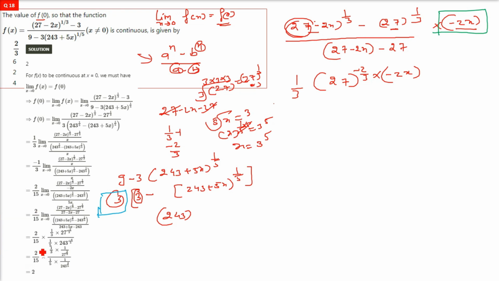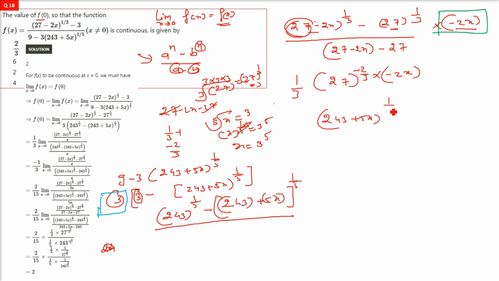We have this 243 raised to the power 1 by 5, it is 245 raised to the power 1 by 5 minus 243 plus 5x raised to the power 1 by 5. So we are getting this a raised n minus b raised n. But for 243, we have to just change the position because a raised n is not following the proper way. So I am taking the 243 plus 5x term first and then the 243 term later.